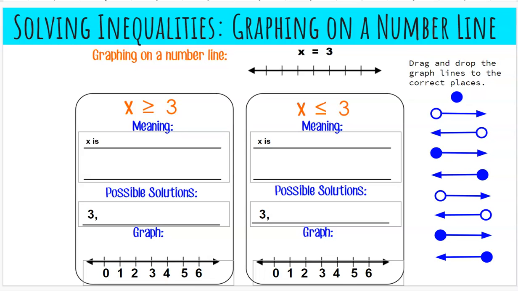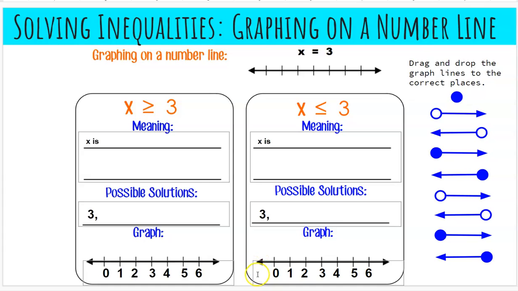Alright, so now we are going to be talking about how to put your answer on a number line. Whenever you have an equation like x equals 3, a number line is easy. You just find a place on there that is equal to 3.